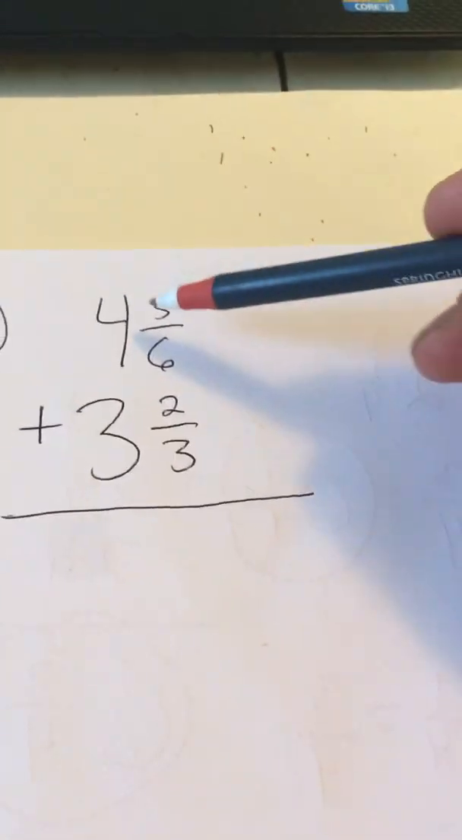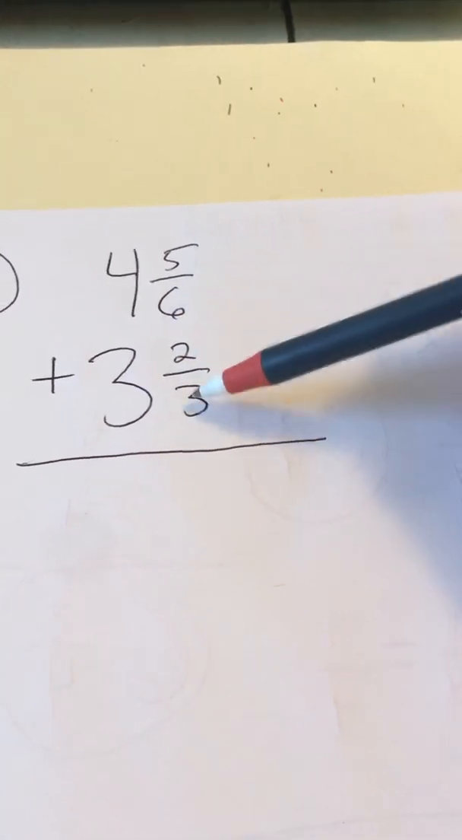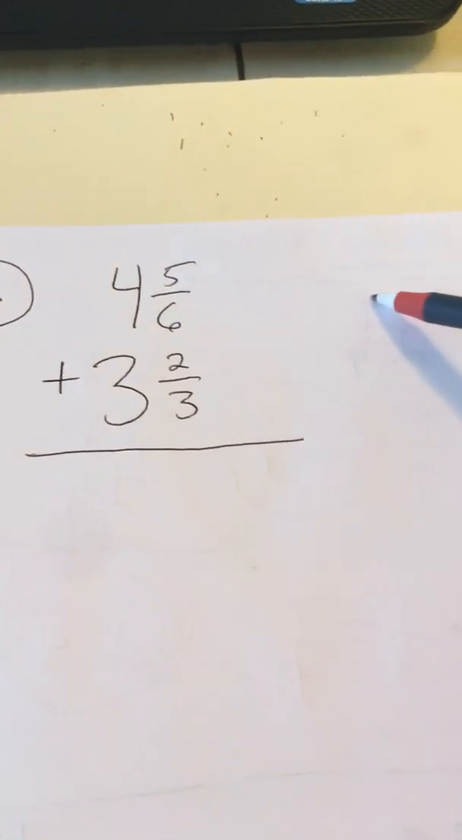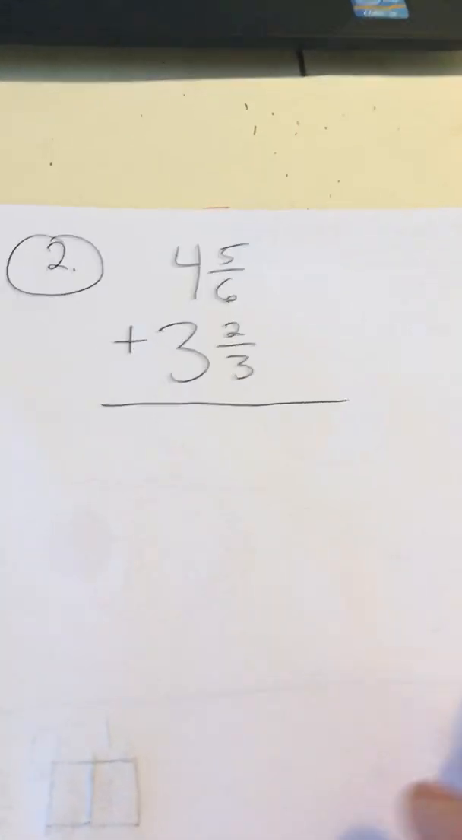So I recommend you to write them vertically like this, up and down, right? The 4 above the 3, the fraction above this fraction. But instead of trying to do it sideways like this, I find it easier to do it vertically. That way you have room over here to make equivalent fractions. Okay, so this is the problem we are computing.